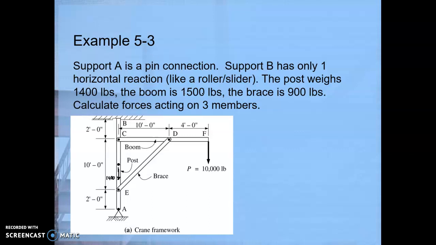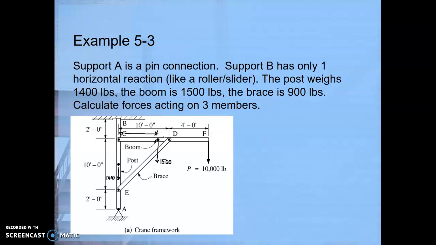The boom is 1,500 pounds. So the boom is the horizontal member, and so it is going to have a weight. Now, in this case, the location of it is going to be significant. We've got 10 and 4 is 14 feet. Half of that is 7. So what we're saying is at a point that is 7 feet over from the post, we will have a weight acting straight down of 1,500 pounds.